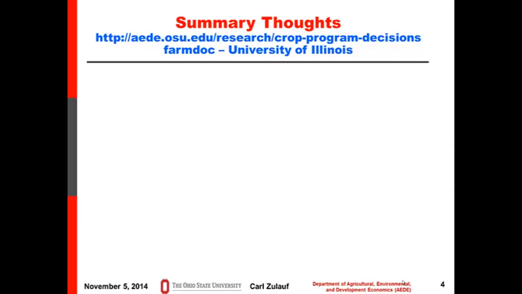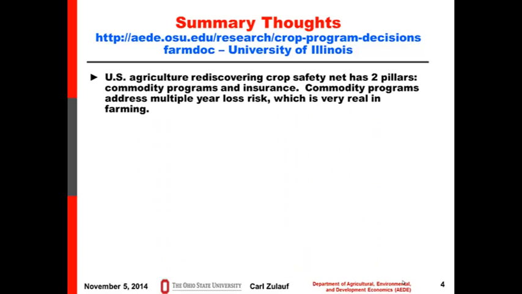What I would like to do is begin with some summary thoughts to help you see the bigger picture that I think you should think about, and then we'll go into the specifics. So I'm going to do the summary first as opposed to last. I think the first key point to keep in mind is that U.S. agriculture is rediscovering that the crop safety net has two pillars, not one.